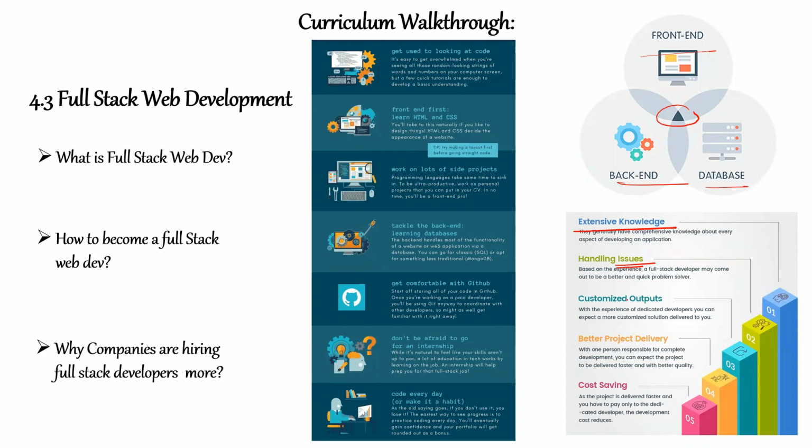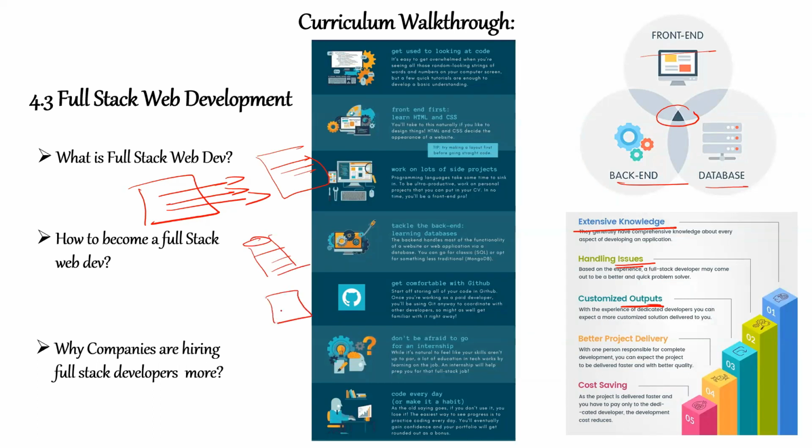Number three, customized outputs. What are customized outputs? So customized outputs are like, for instance, there is some website and every time you're following the same approach. But when a full stack web developer joins in, he can give inputs for front end, he can give inputs for your back end, he can give inputs for your databases and so on. So he can customize the entire web architecture for an application.